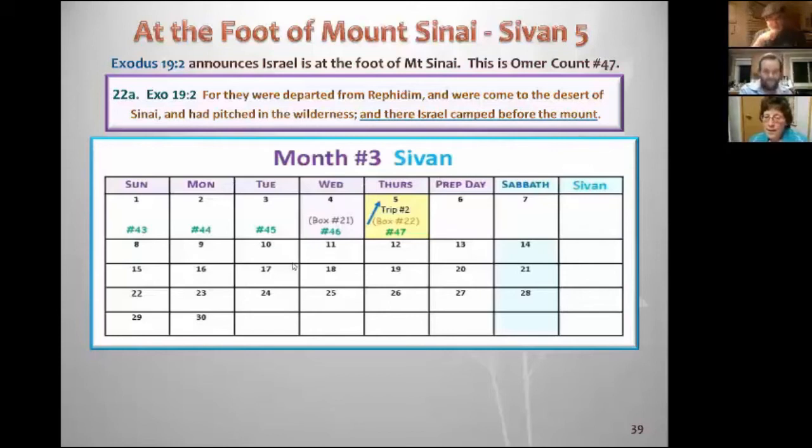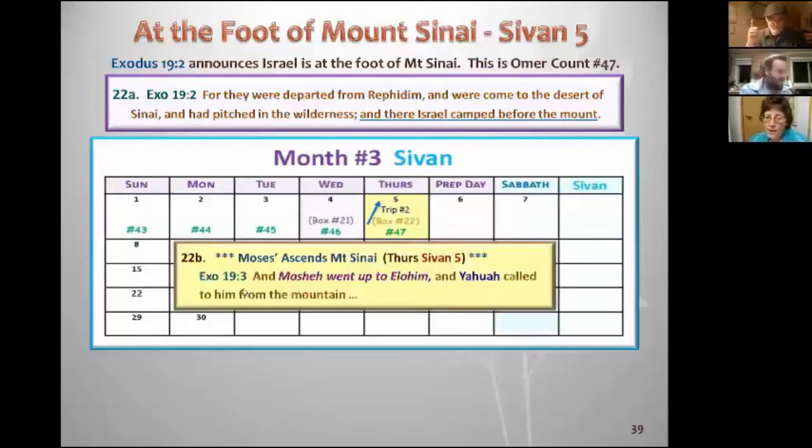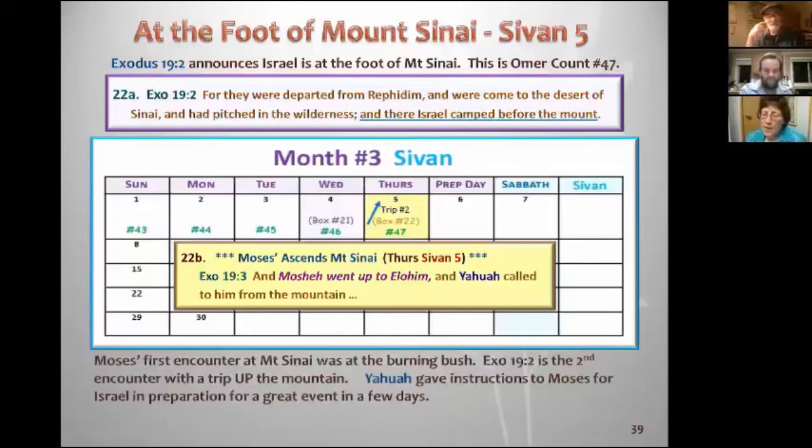Then Moses has a command to come up the mountain. It says in verse 3, and Moshe went up to Elohim, and Yahuwah called him to him from the mountain. So he makes a trip up the mountain. This is his first encounter at Mount Sinai. His first encounter at Mount Sinai is at the burning bush. I don't believe that was up in the mountain, but he was there at Mount Sinai. So this encounter in Exodus 19 is a trip up the mountain. And Yahuwah is giving instructions to Moses for Israel to prepare for some great events in a few days. So right here, we have a command, come up the mountain on the 5th day of the month.